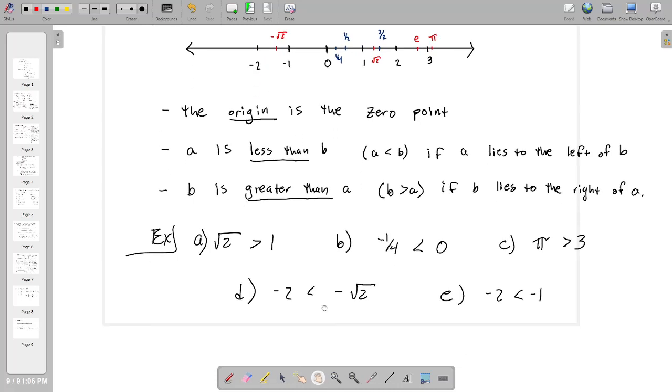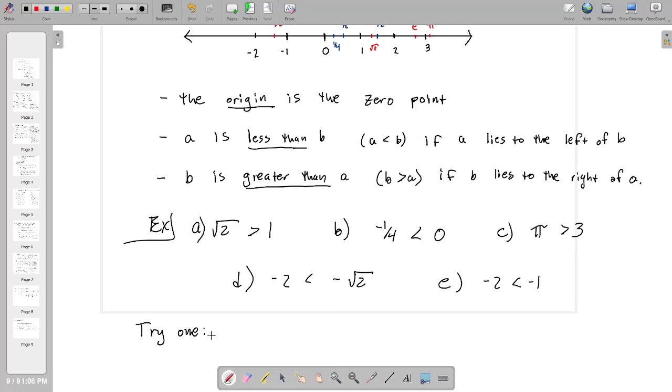I want you to try one. Is -1 greater than -1000, or is -1 less than -1000?